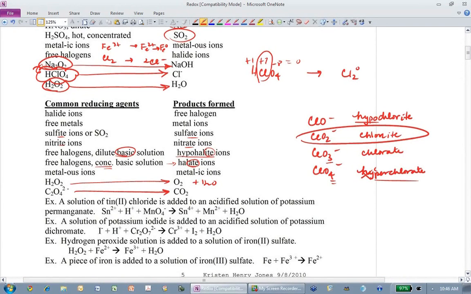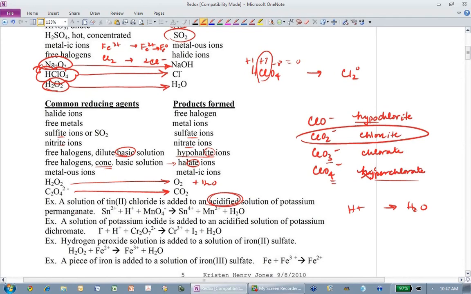So we have a couple of examples. A solution of tin-2 chloride is added to an acidified solution. Big hammer hitting you over the head going redox, redox. Also, do this automatically: if you're going to acidify the solution, water is going to be a product. So you already know one of the products.